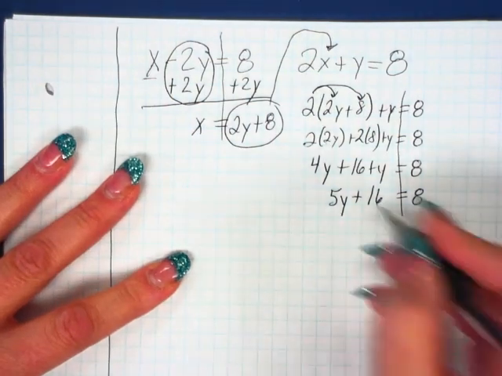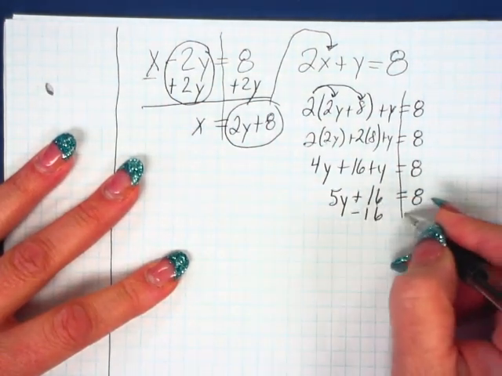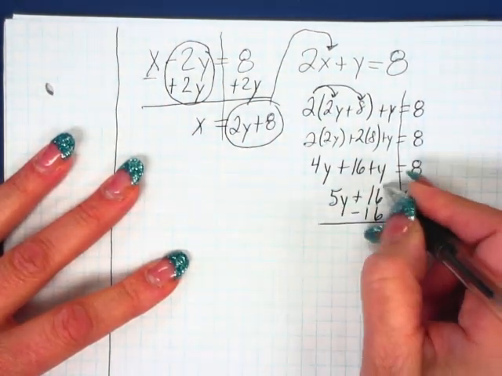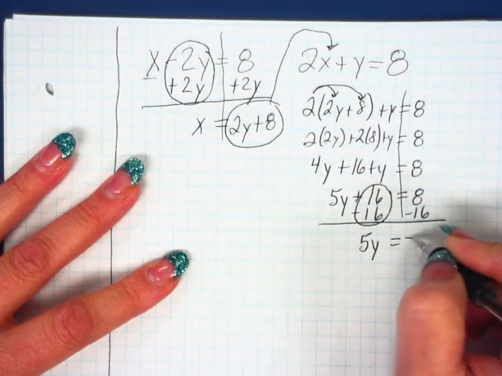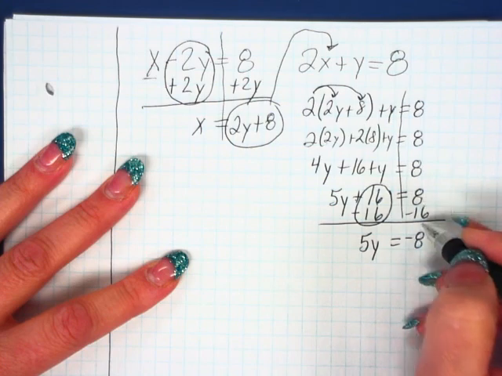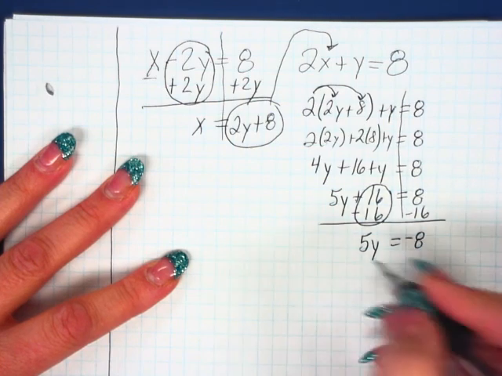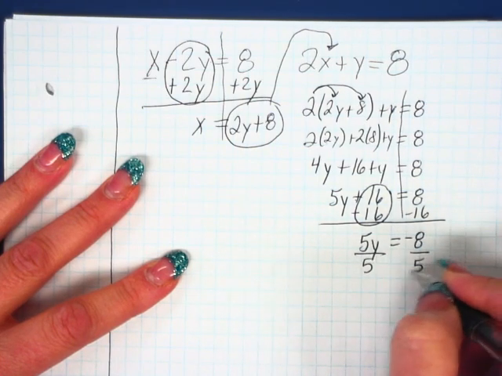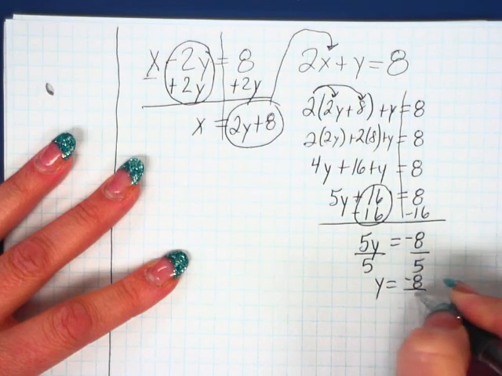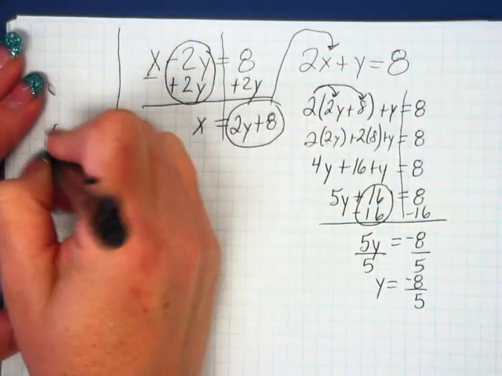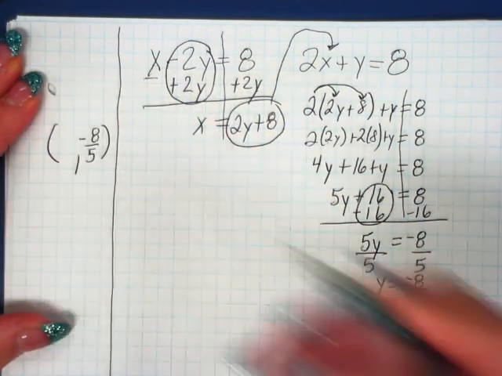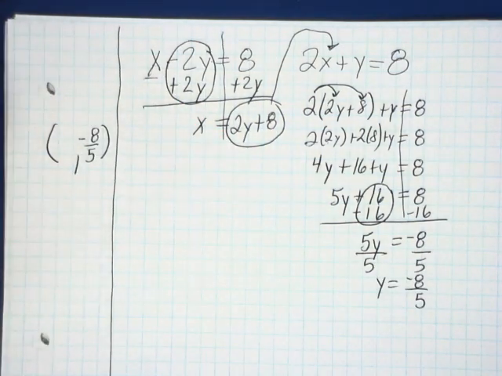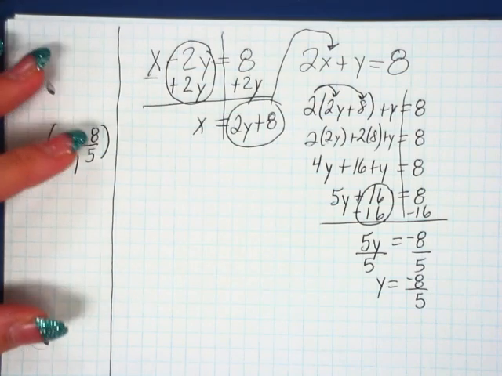Opposite operations, it's addition, so I subtract. This gives me that 0. We're left with 5y equals negative 8. 8 minus 16 is negative 8. Divide by 5, so y is negative 8 fifths. So again, we got our first point, negative 8 over 5. Now it's not comfortable, but it's going to work out. We'll be able to figure out our answer here.